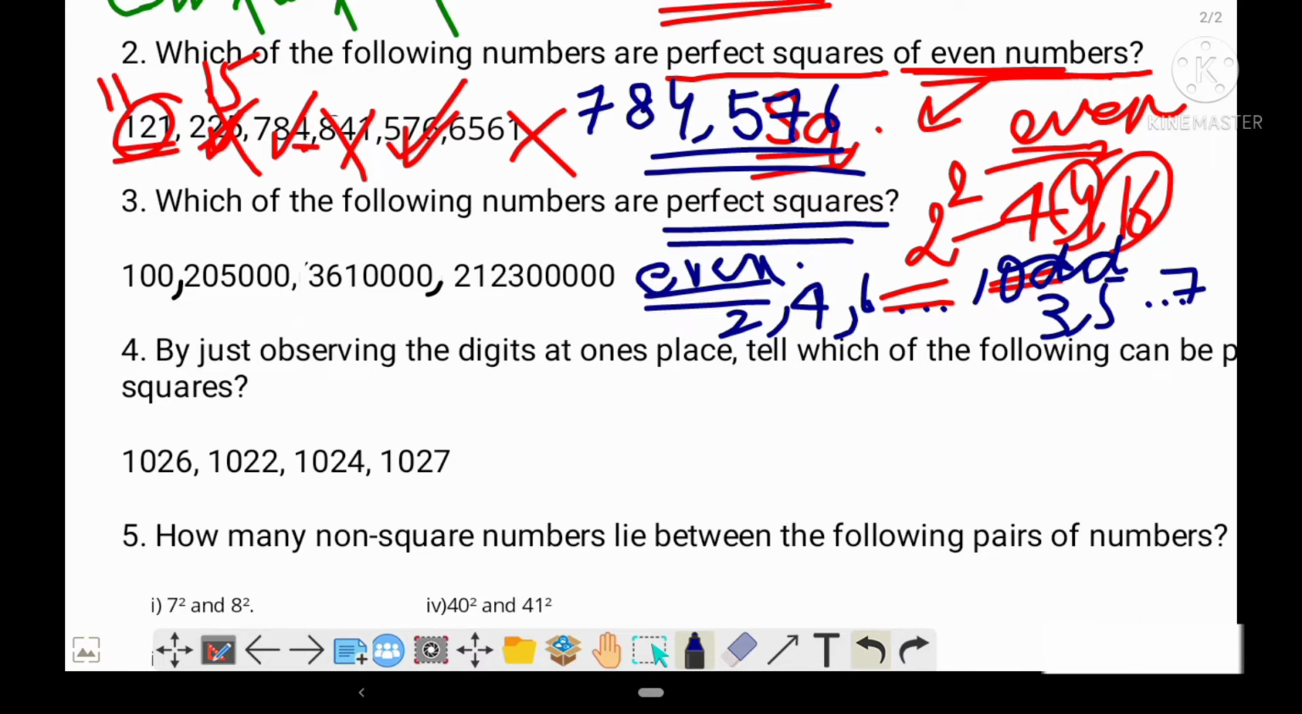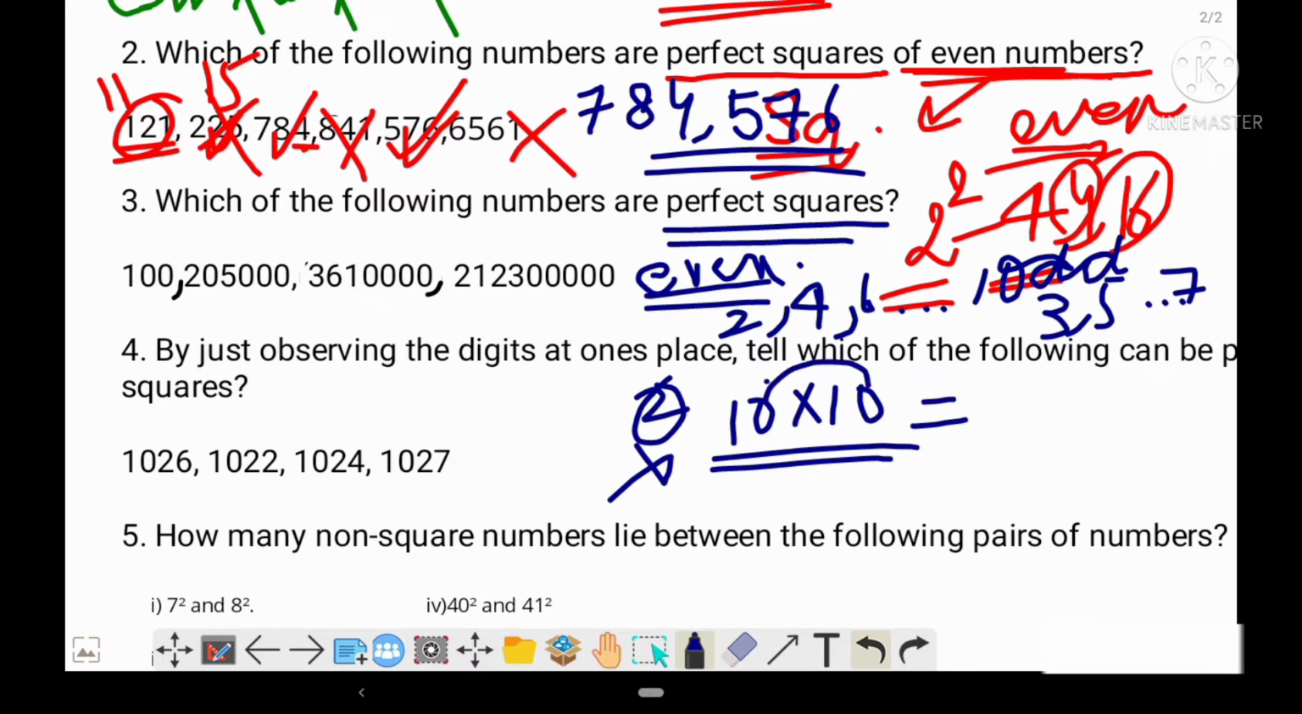Let me tell you like this: if you do 10 into 10, any square is what? A number multiplying itself, right? So 10 into 10, your zeros will add up, isn't it? 2 zeros you will get. And similarly, if you do 100 square, 4 zeros you will get. So you can see everywhere the pattern remains constant. The number of zeros is always even in a perfect square.